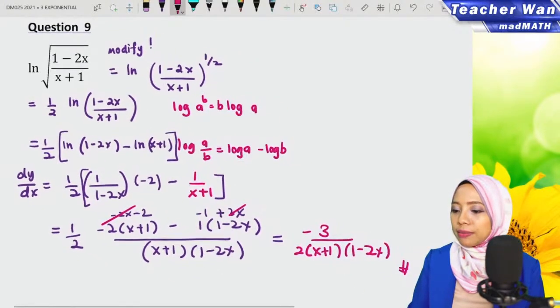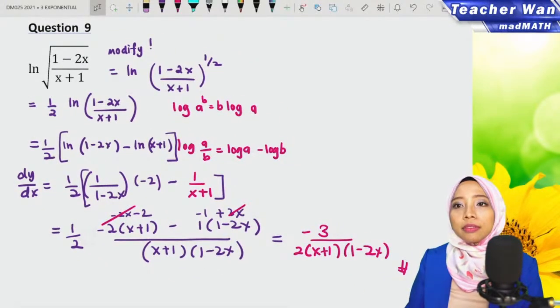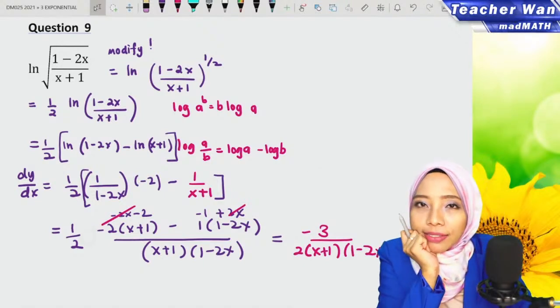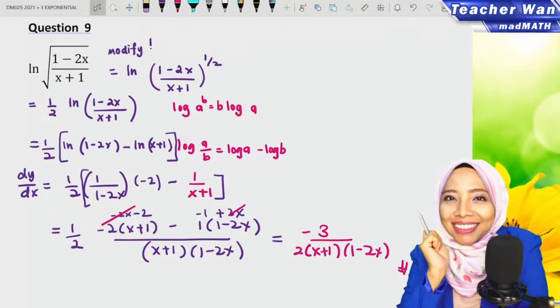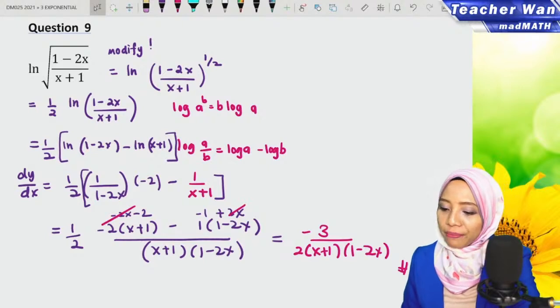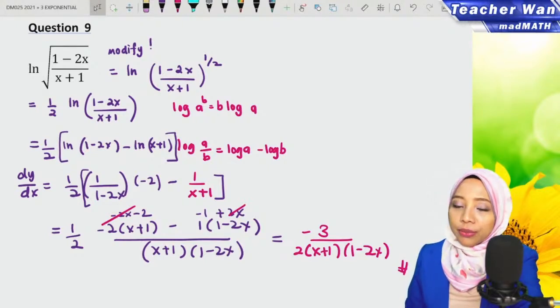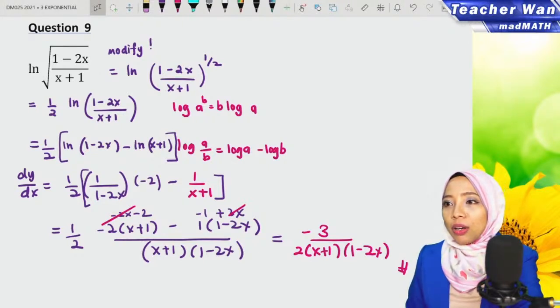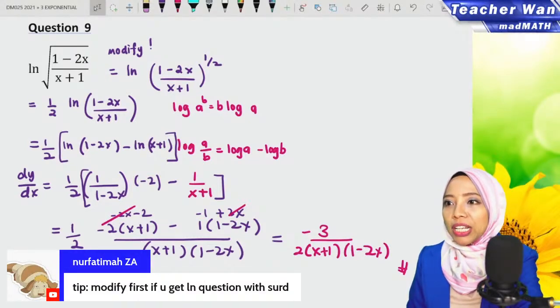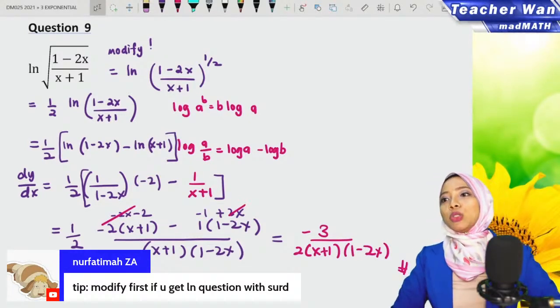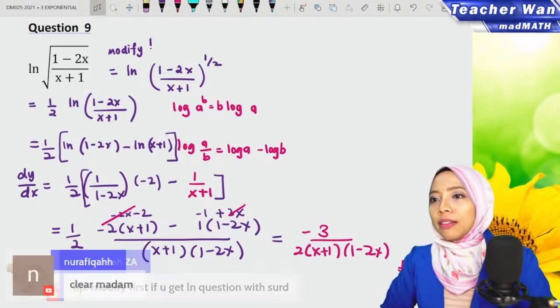So this. Okay. Okay or not? Which part needs extra explanation? Okay so far? Okay. Alright. Yes, Fatimah, modify first if you get a long question. Correct, exactly right. Okay.